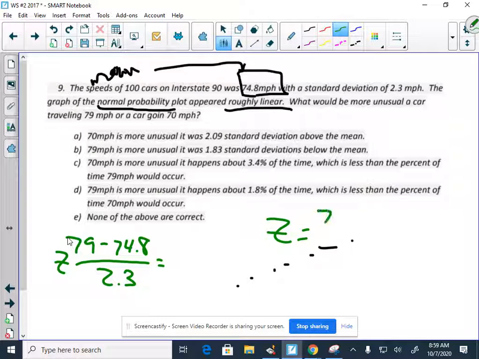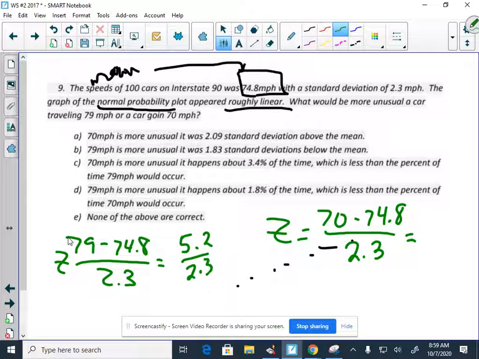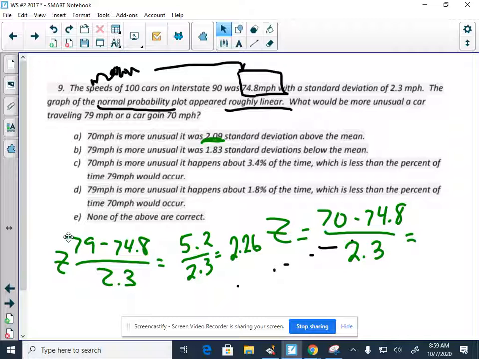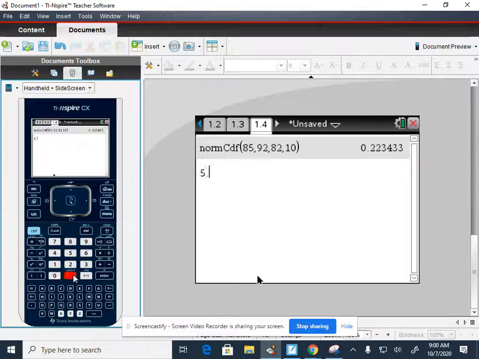The other z-score is 70 subtract 74.8 over 2.3. This one is 5.2 over 2.3. Somebody do that for me. That's 2 point what? 0.9? I cheated, looked up here. Is that right? I got 2.26? Maybe it's not that one then. I got 1.83. Well, 5.2 over 2.3 has to be more than 2. It could be like 2.6. Don't doubt my ways.